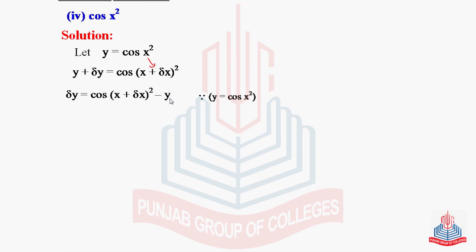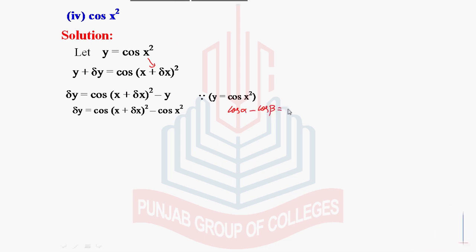By putting the value of y, which is cos x square, this will become delta y is equal to cos x plus delta x whole square minus this y will become cos of x square. Now this is actually cos alpha minus cos beta. We have cos alpha minus cos beta, and this is actually a formula minus 2 sine alpha plus beta divided by 2 into sine alpha minus beta divided by 2.